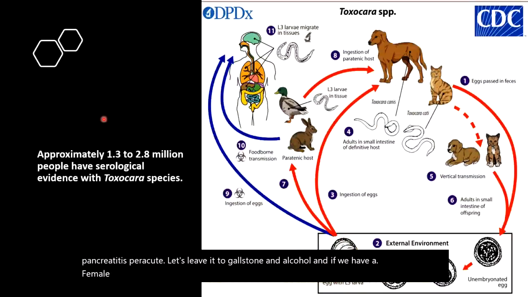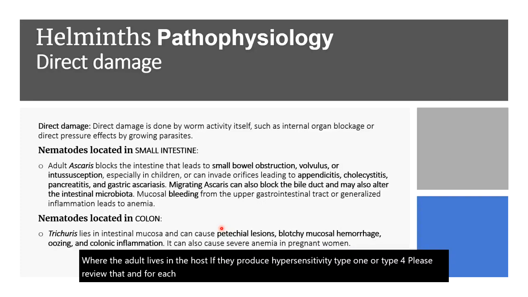Parasites. So for parasites, I made a chart indicating where the adult lives in the host. If they produce hypersensitivity type 1 or type 4, please review that for each one of the parasites that are in that chart.